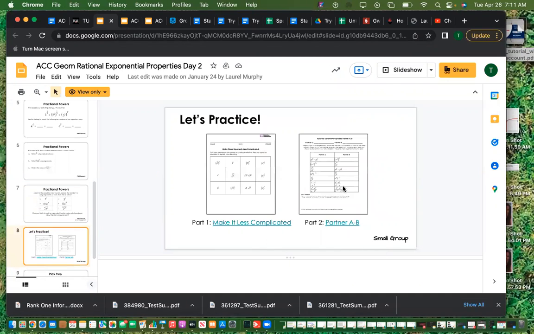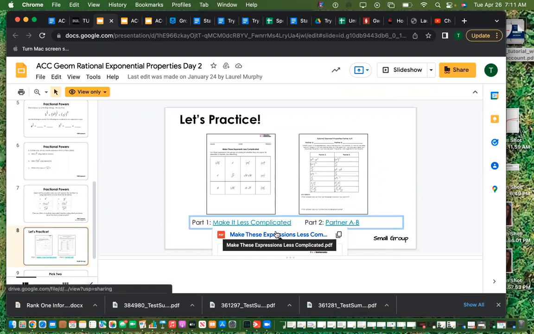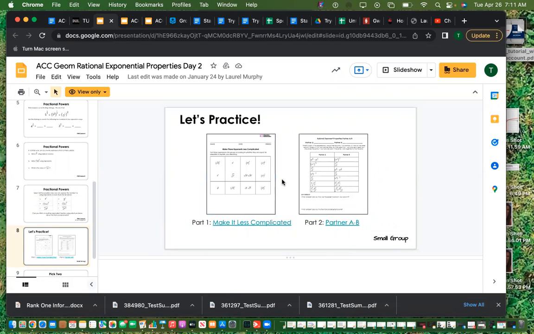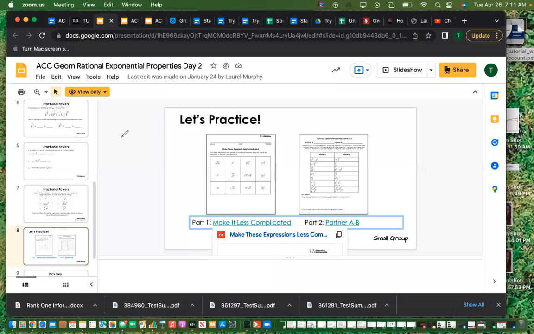All right, so here's some practice. You're just going to do this first one. Does make it less complicated. You aren't going to turn this in, but make sure that you have it in your notebook. So you're going to do just part 1. Okay, so tell your friends, just part 1, and you're not turning this in. Okay, you're just going to hang on to it.